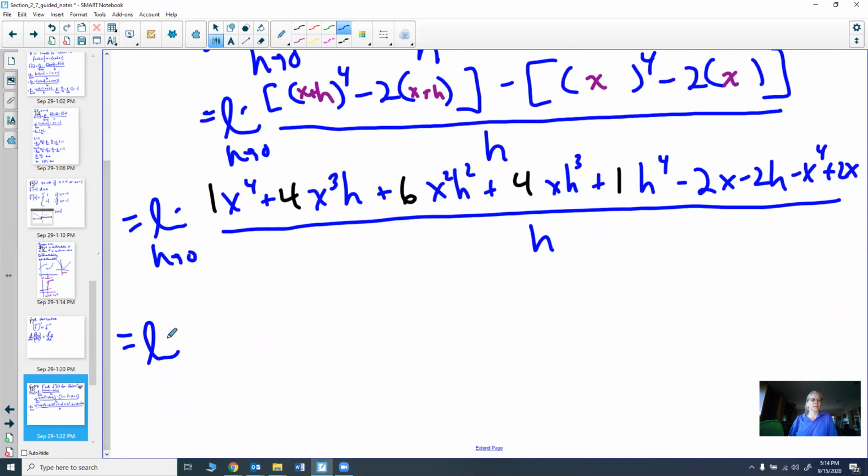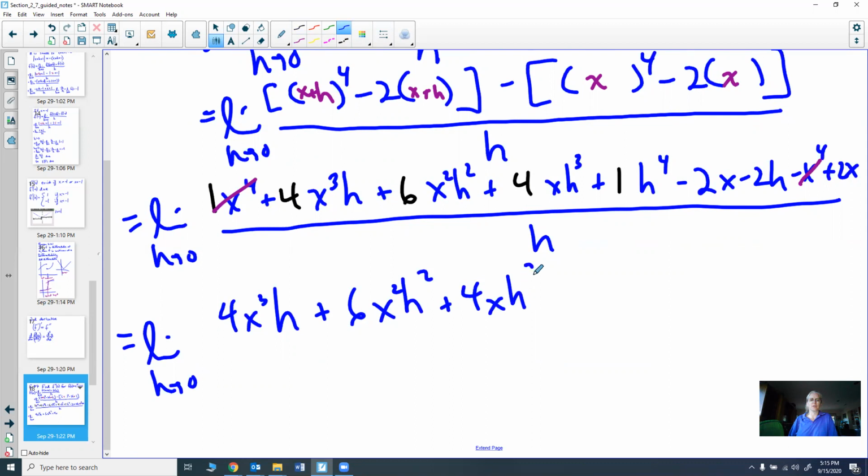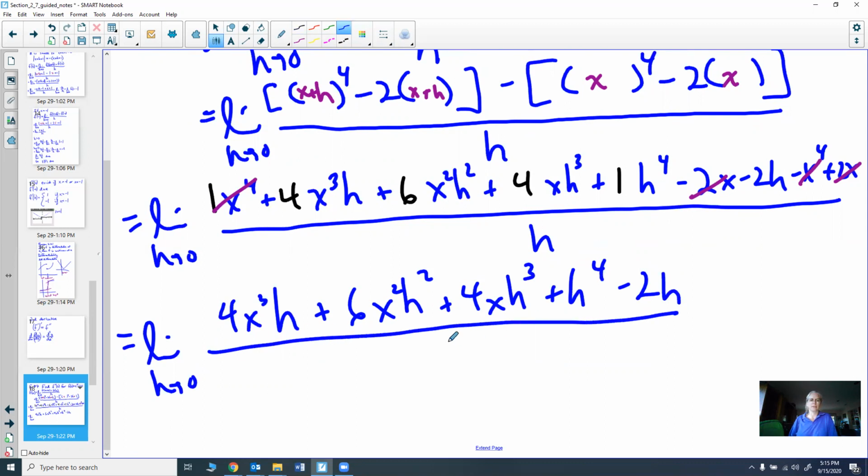Okay, so we have the limit as h goes to 0 of x to the fourth. Now there's an x to the fourth here, there's a minus x to the fourth here, so those actually will cancel. We then have a 4x cubed h plus a 6x squared h squared plus a 4x h cubed plus an h to the fourth. Then we have this minus 2x, but it also has a plus 2x, so those cancel. And then we still have this minus 2h all over h.